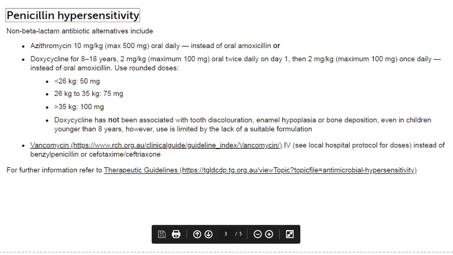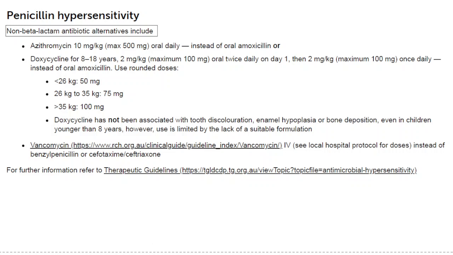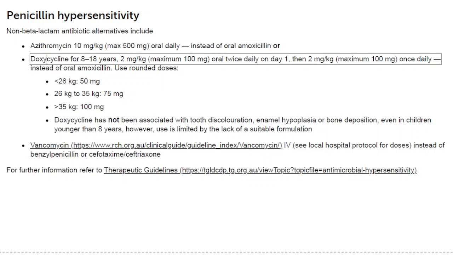Penicillin hypersensitivity. Non-beta-lactam antibiotic alternatives include azithromycin 10 mg per kilogram, max 500 mg, oral daily instead of oral amoxicillin, or doxycycline for 8-18 years, 2 mg per kilogram, maximum 100 mg, oral twice daily on day 1, then 2 mg per kilogram, maximum 100 mg, once daily, instead of oral amoxicillin.